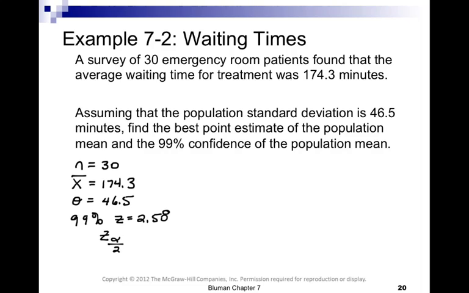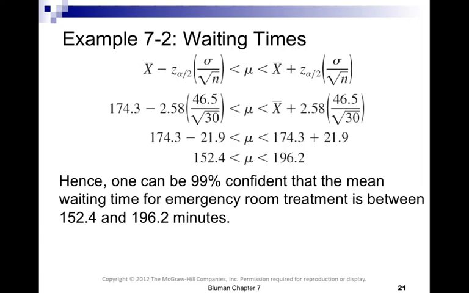All right, so that's a list, and that's a good thing to do. List what you know, and then go ahead and put it back in the formula. So as we go forward to the next slide, you can see that it's been put in the formula, and we come up with this range of data here, 152.4.